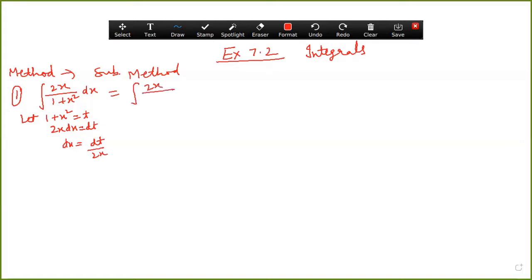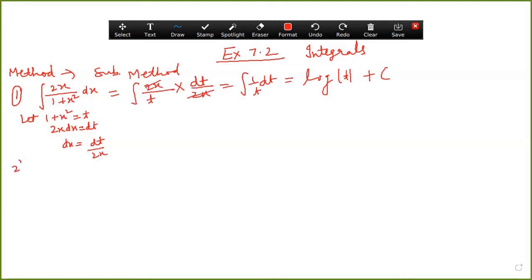2x upon, this is 1 plus x square is t. And what is the value of dx? That is dt upon 2x. Cancel it. It is now integration of 1 upon t dt. As the variable is t, we are integrating the function with respect to t. And the integration of 1 upon t is log of t plus constant. This is a mod sign because we can take the log of only positive real numbers.